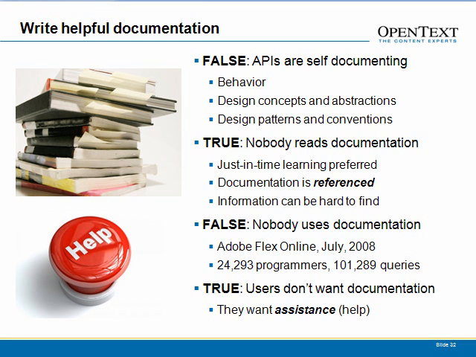And there were over 24,000 programmers, individual programmers, who accessed the site. And they made over 100,000 queries. And this was the lowest number for a month, being July and summer and everything. So people use the documentation. It's just they don't use it as we think they use it.